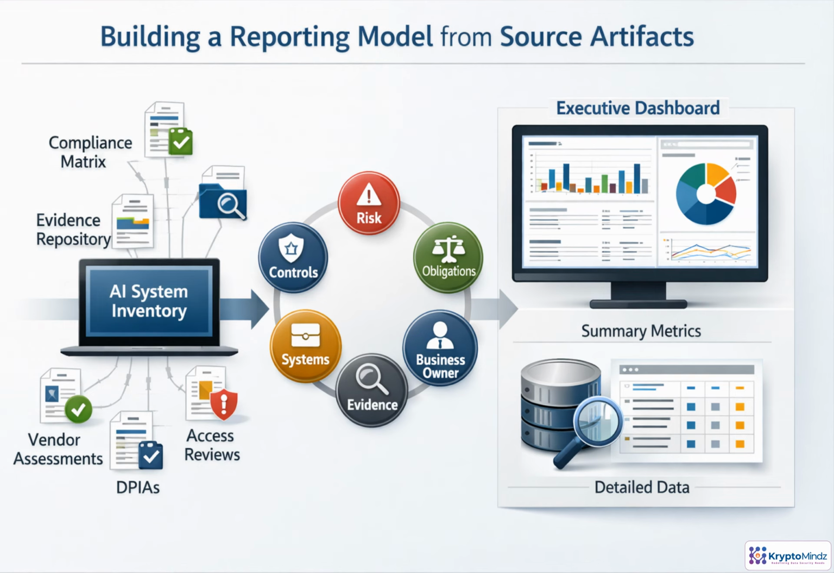Traceability is what makes executive reporting credible. Use the AI system inventory as the anchor for scope, ownership, and accountability. Each metric should connect back to a control, risk, obligation, system, business owner, and evidence source. Before data reaches a dashboard, validate it, normalize it, apply consistent calculation rules, and summarize it for governance use. Keep the raw technical records available underneath, so executives get readable insight without losing auditability.